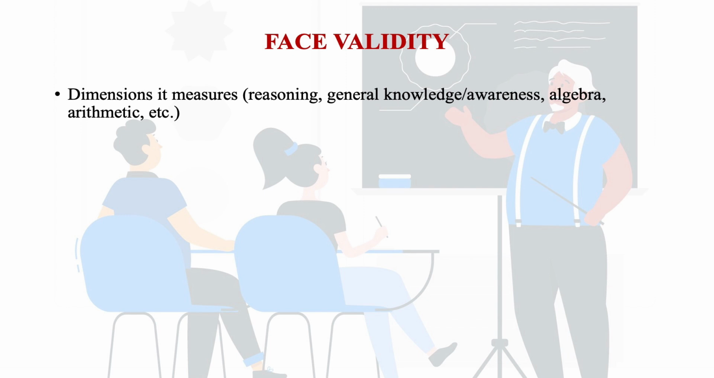Just like, let the questions be related to reasoning abilities, general knowledge or awareness, then algebra and arithmetic. So what the expert or specialist will do is go through the items of reasoning, whether they are related to reasoning or not, whether related to general knowledge or awareness or not, whether related to algebra or arithmetic or not. If it is related to algebra, arithmetic, reasoning and general knowledge or awareness, then you can say that the tool has face validity. And language used is also another aspect to know the face validity of the tool.